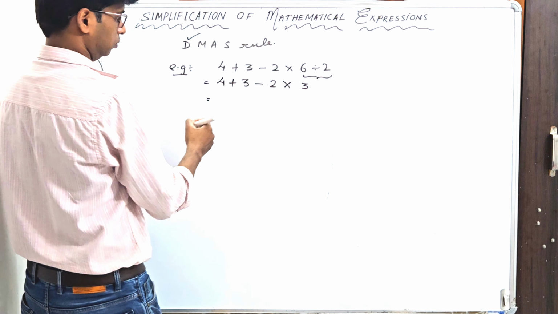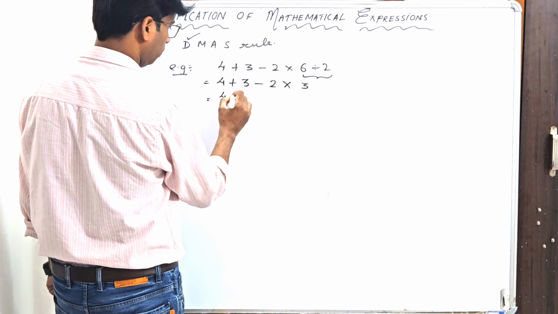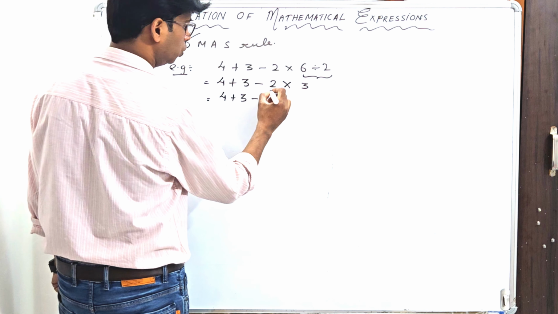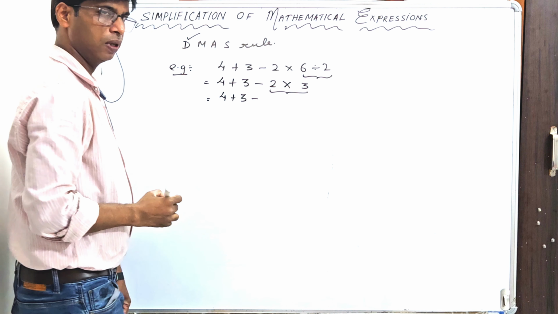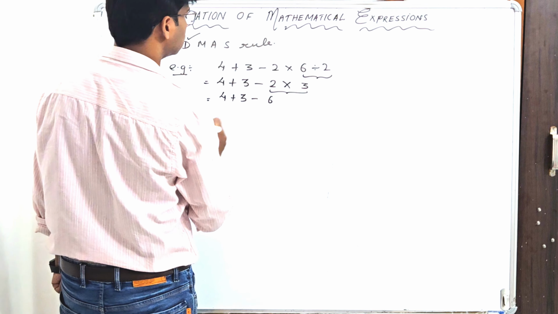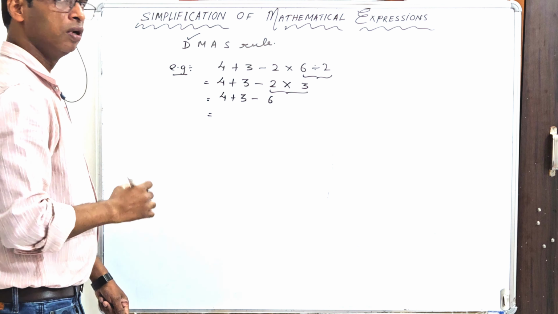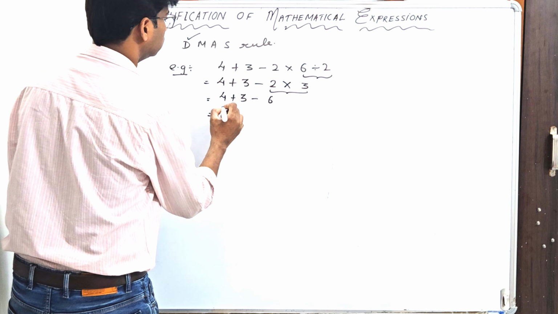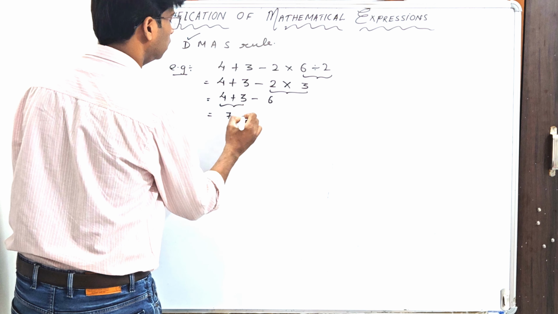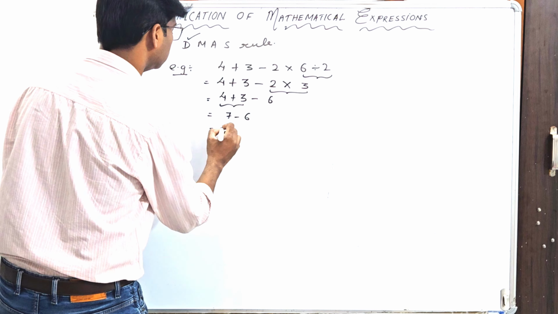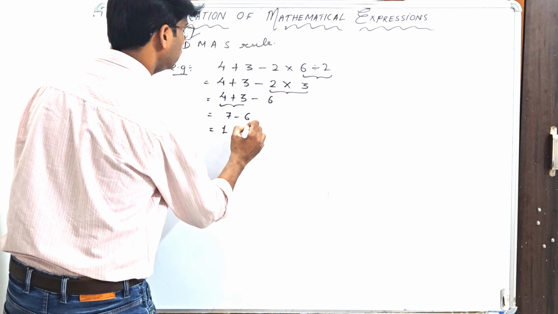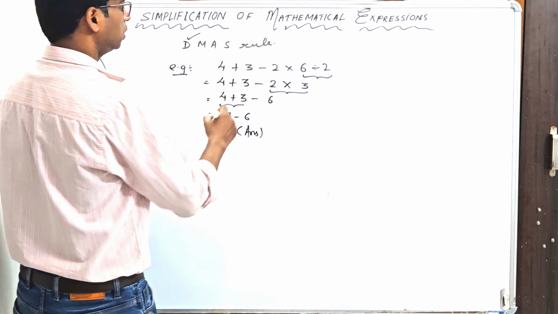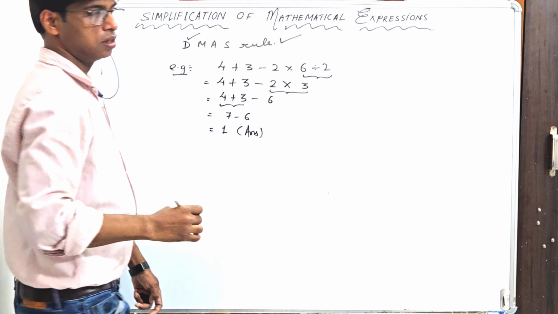Then what you will see here, 4 plus 3 minus 2 into 3. This is multiplied. So we find it is 6. The next part we have to do addition. So now you see 4 plus 3 how much? 7 minus 6. How much is it? Answer is 1. So here we got the answer using this BODMAS rule.